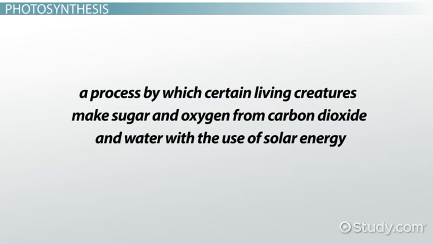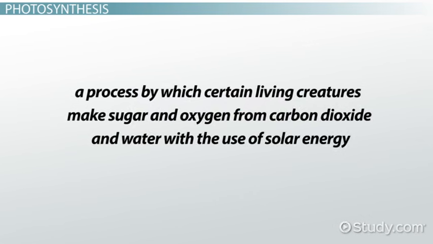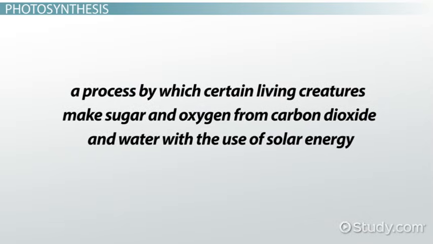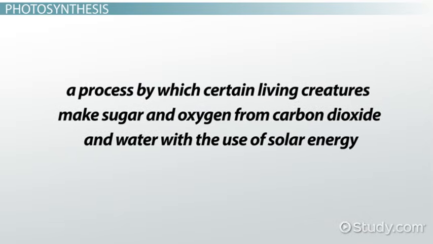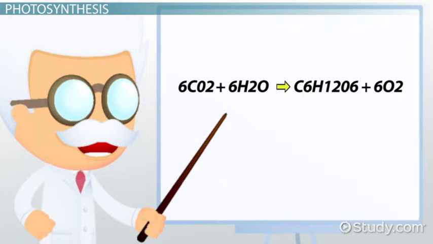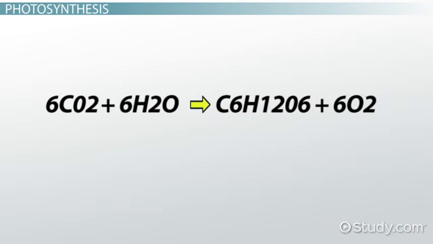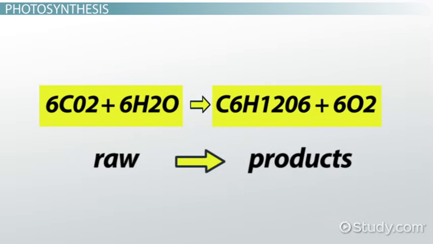Photosynthesis is a process by which certain living creatures make sugar and oxygen from carbon dioxide and water with the use of solar energy. We can actually represent this definition with a nifty formula that you can see on screen. All I want you to grasp from this formula is that on the left side we take raw ingredients, carbon dioxide and water, and turn them into our products on the right side, which are carbohydrates or sugars and oxygen.